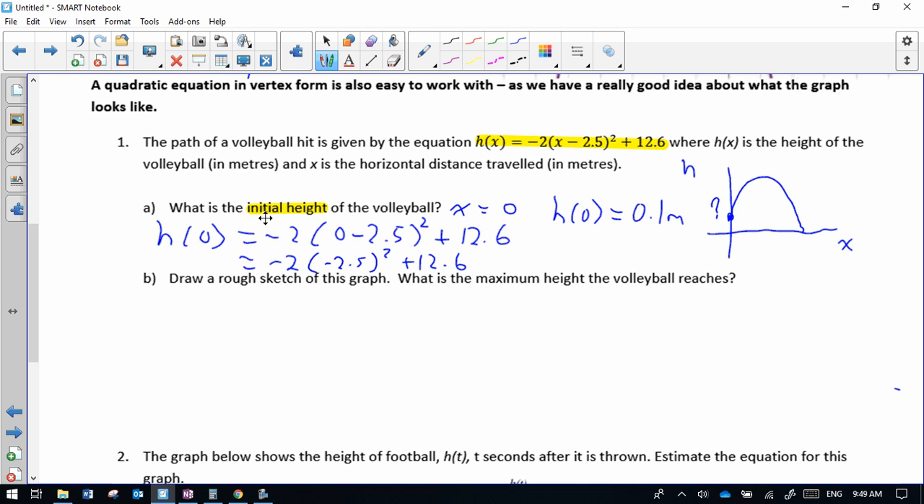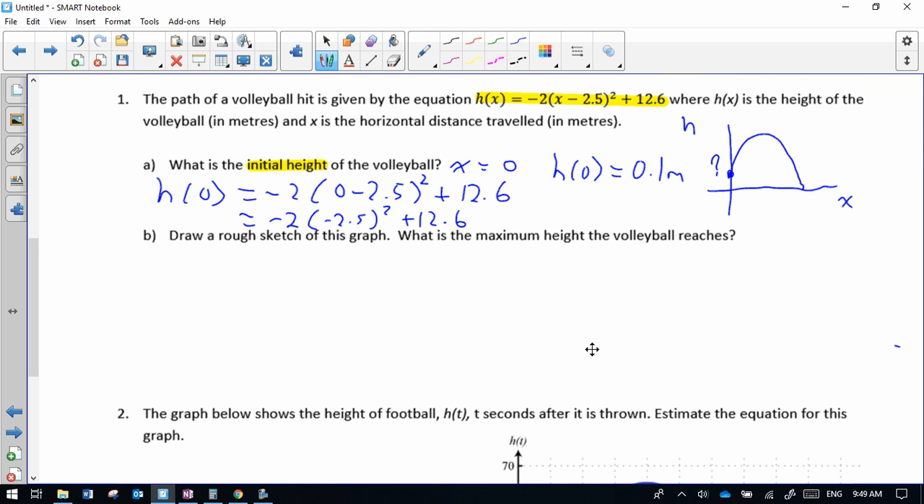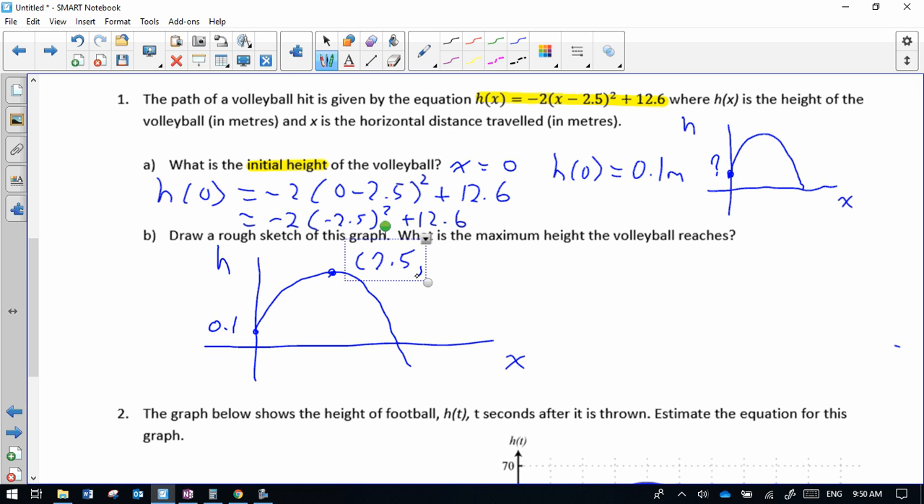The next question asks you to draw a sketch of the graph and then find the maximum height of the volleyball. Well, notice that this equation up here is in vertex form, so we know where the vertex is. We know the starting height is 0.1, we just found that, and we know the vertex here is at 2.5, 12.6. Sorry about my sketching, it's not easy to draw on this thing. The maximum height of the volleyball would be 12.6 meters because that's the maximum value of the graph. The maximum height occurs at the vertex.